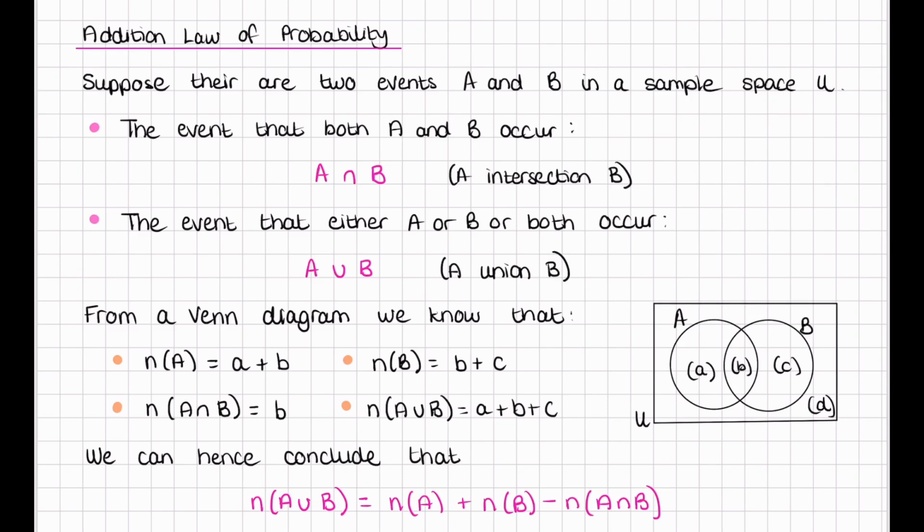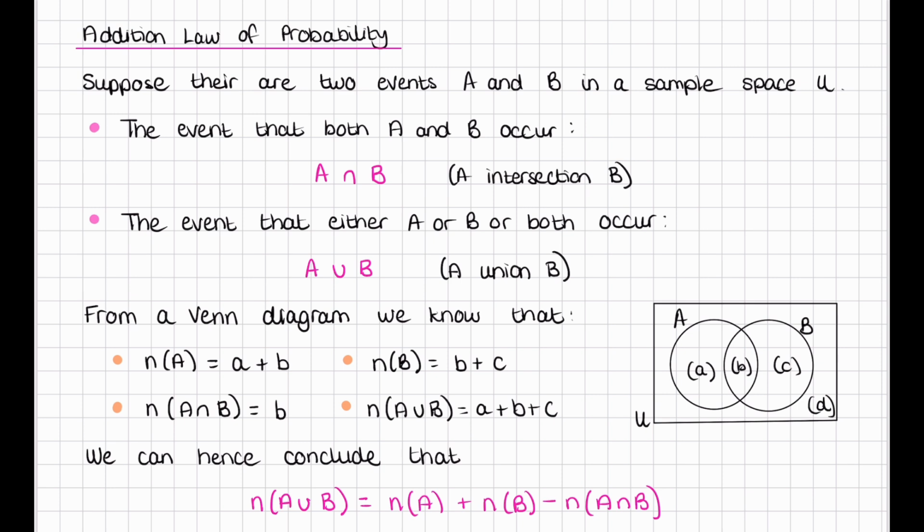This video is on the addition law of probability. Suppose we've got two events A and B in the sample space U. We should already know, hopefully, that the event that both A and B occur is called A intersection B, and we use that notation there with the ∩ symbol between the A and B. And then the event that either A or B or both occur is A union B, and we use a ∪ symbol between the A and B to represent that.